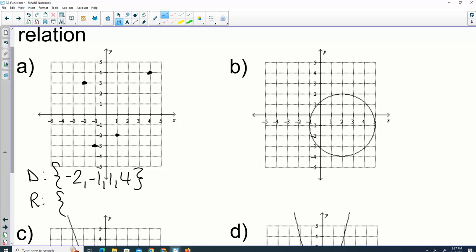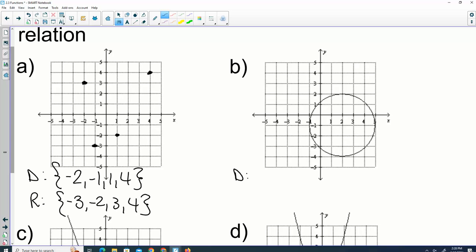Domain is the x value of those points. Range is the y value of those points. Now on B, can you tell me every possible x value? No, we can't make a list here. We do an interval instead.